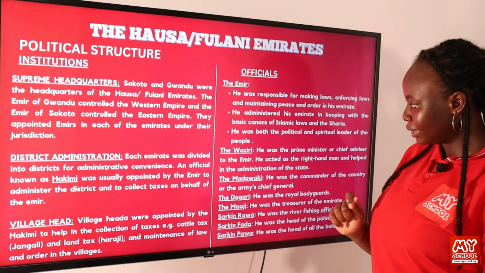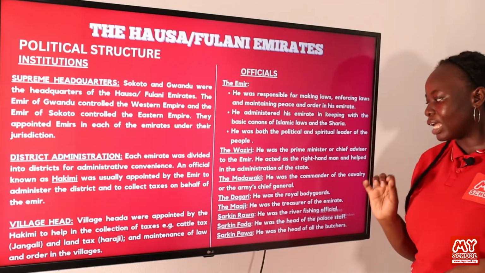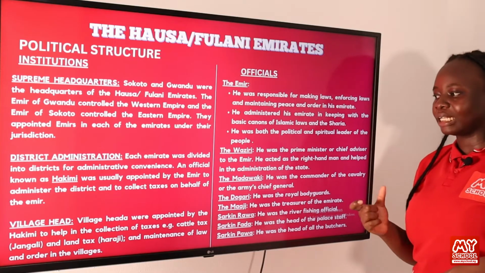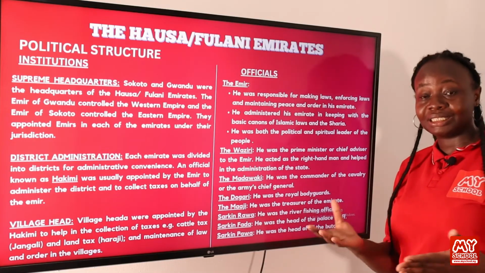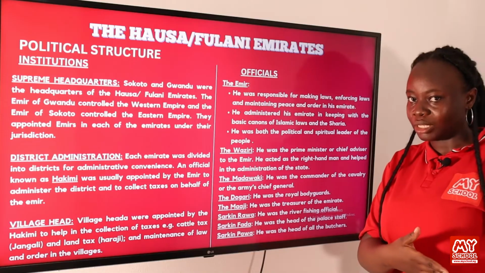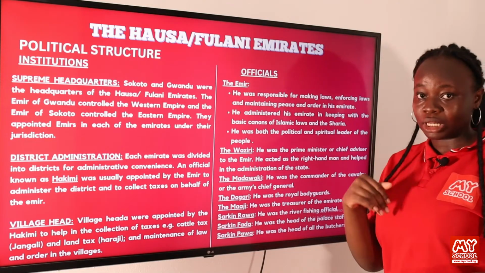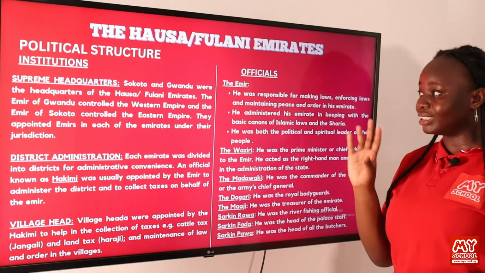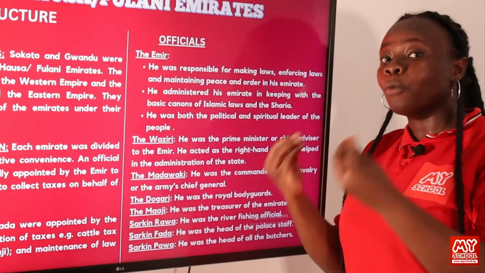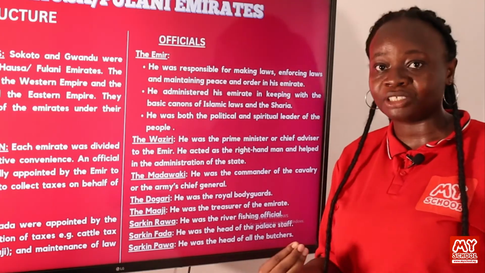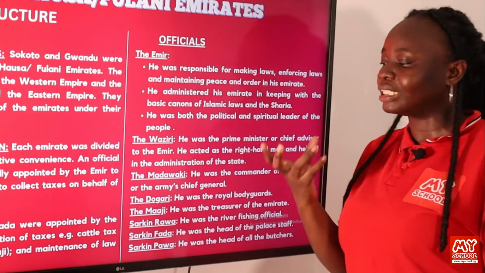Then we had the Waziri. The Waziri was the prime minister or chief advisor to the emir. He acted as the right-hand man and helped in the administration of the states. It's a little bit similar to the constitutional monarchy we have in the British society, where power is divided between the absolute monarchy, the king or the queen, and the prime minister. But in this case, the king has more power, but he just assigns some responsibilities to the Waziri to implement some of the policies that he has created himself.